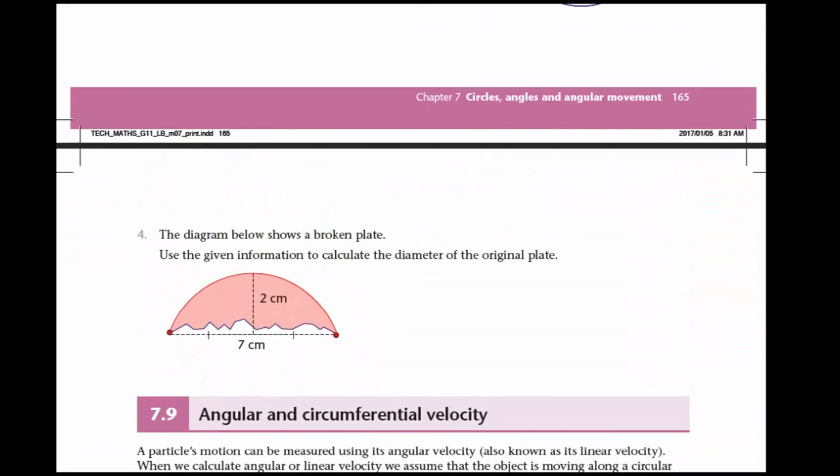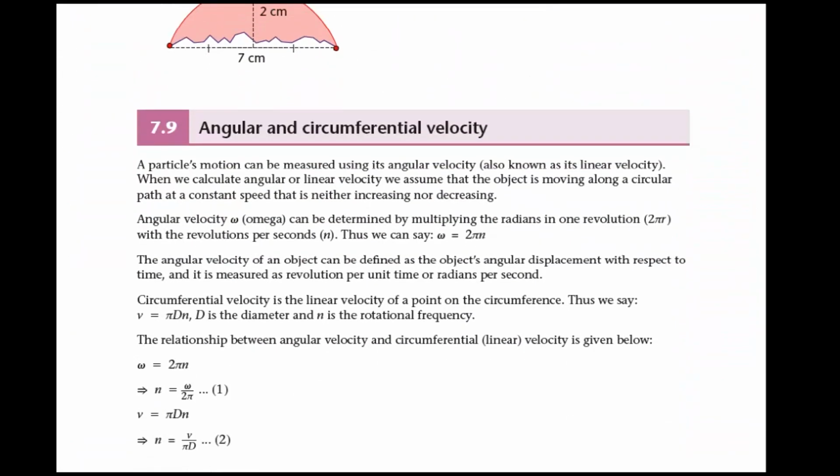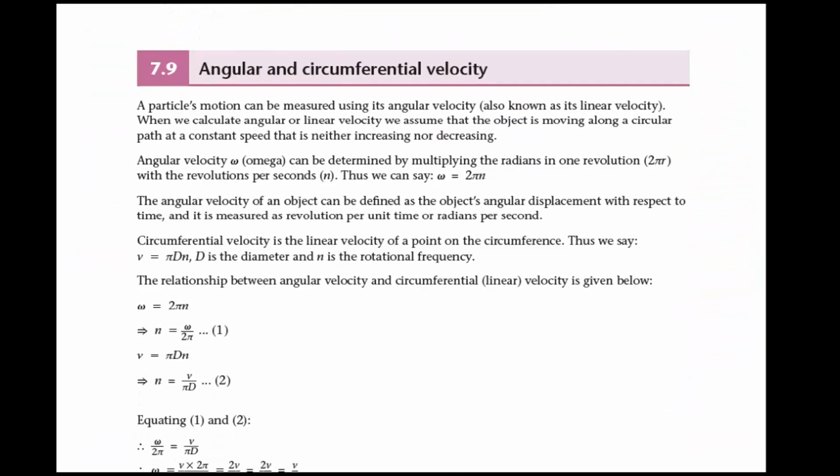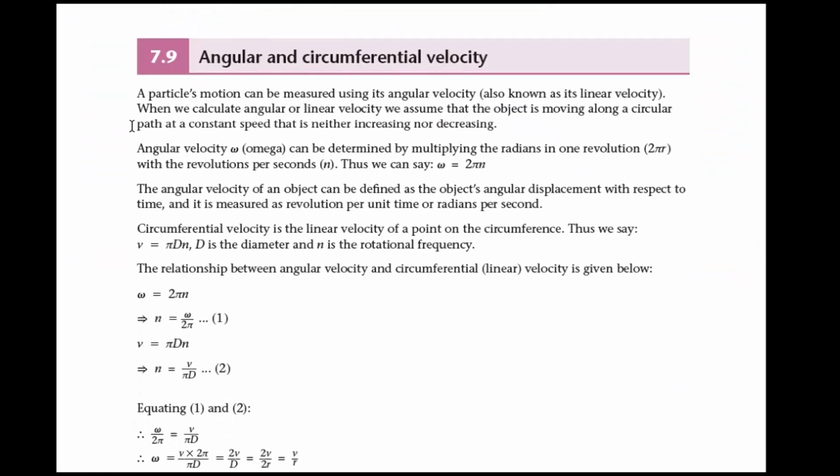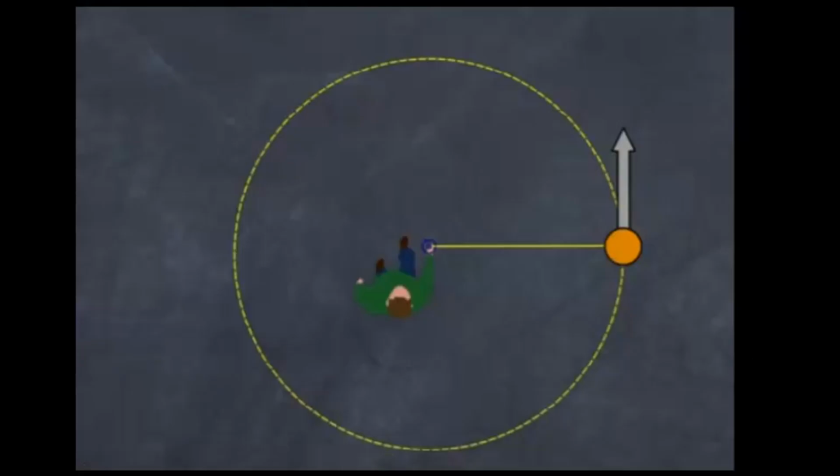That's angular and circumferential velocity. Right, so they're talking about a point on a circle that can be measured using angular velocity. It's also known as linear velocity. When we calculate angular velocity, we assume that the object is moving along a circular path. So if you have a circle, this is on the outside of the circle where this point is moving.